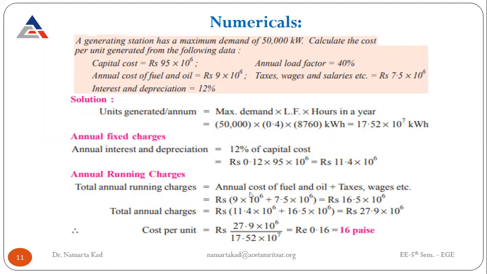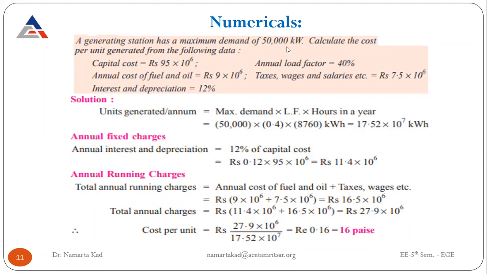So the fuel cost is 9 into 10 raised to power 6, and the other cost is 7.5 into 10 raised to power 6. Add both these costs and you get 16.5 into 10 raised to power 6. This 16.5 into 10 raised to power 6 is the operating cost, and this one is the fixed cost. Now the annual plant cost is the sum of fixed cost and the operating cost. That means 11.4 into 10 raised to power 6 plus 16.5 into 10 raised to power 6. So the annual plant cost comes out to be 27.9 into 10 raised to power 6.